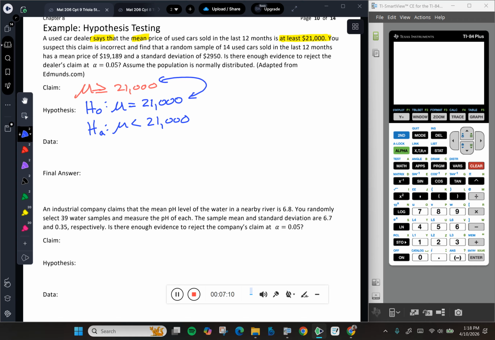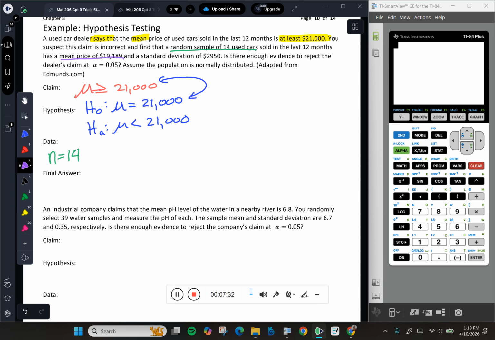Now we need to gather some data. Now there's a lot of numbers in here, but let's take a look at what's going on. I've got a random sample of 14 used cars. So my sample size is 14. I'm already worried because I want big samples. This is a small sample. I'm going to run with it and see what happens with the rest of the data when I gather it.